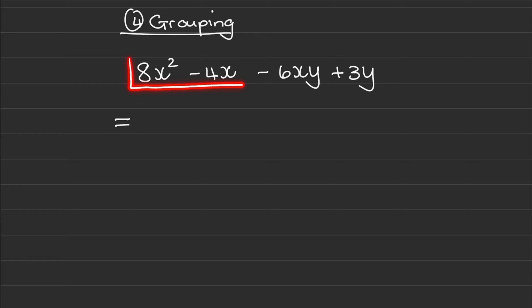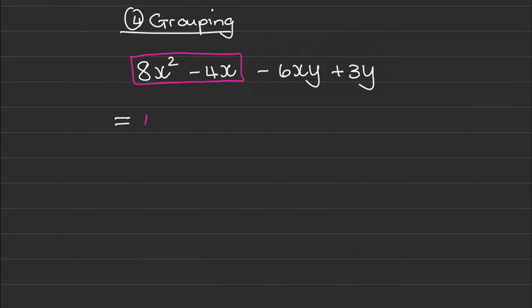Here's another example for grouping. I have 4 terms, and I'll group or pair the first two together, and I'll group the third and fourth terms together. So my first two terms, the common factor would be 4x. And if I take out 4x, I'm left with 2x minus 1.